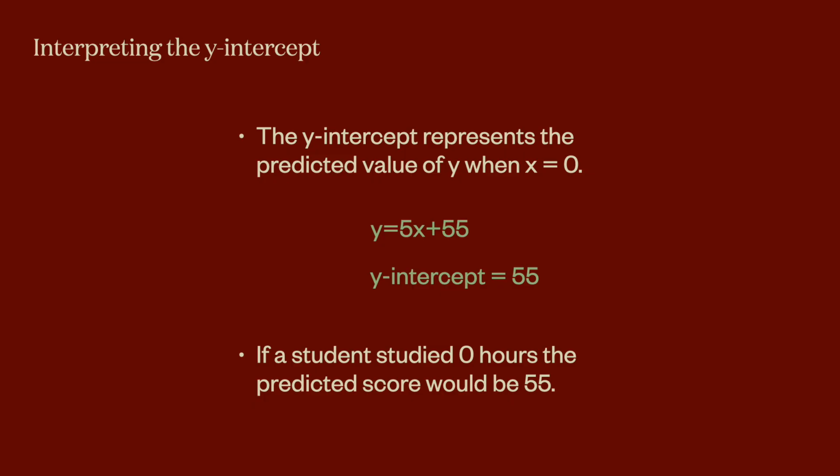Or suppose the test was graded in such a way that the minimum score the teacher gave was a 60. Then maybe a y-intercept of 55 wouldn't make sense. So it's important to think about the y-intercept in context and make sure that it makes sense. And we'll talk about that more in just a minute.